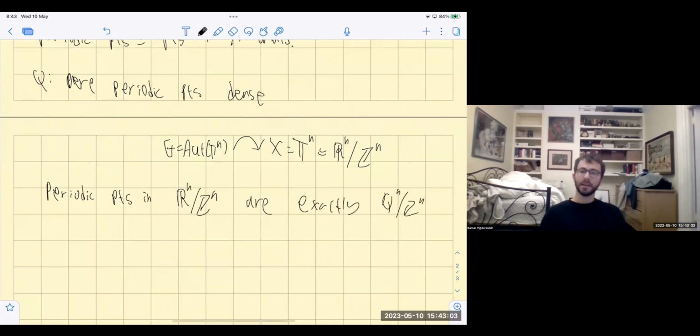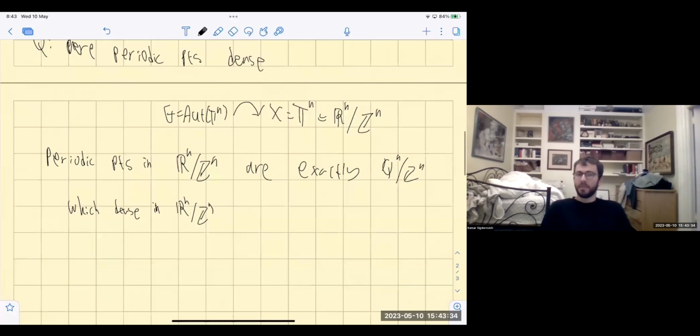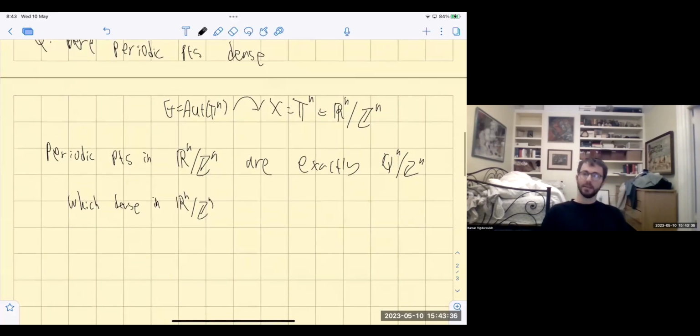This is not hard to see because an automorphism must take a torsion element of the group to a torsion element, and the torsion elements are exactly the ones with rational coordinates. So each rational point will be a periodic point, and this set is, of course, dense in the torus. Okay, so this is a phenomenon where the periodic points are dense.